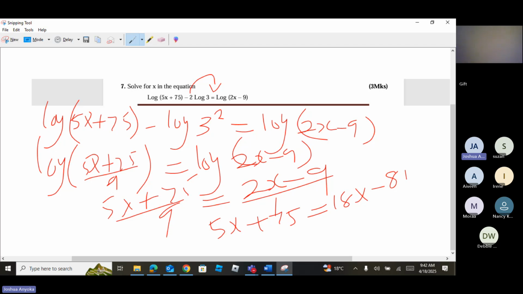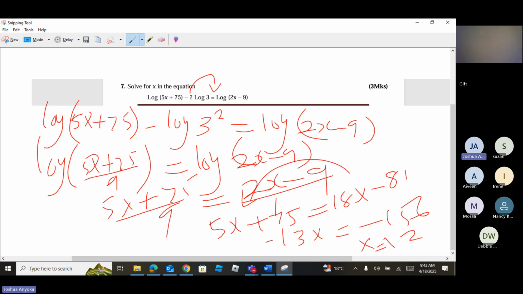This one to this side is minus 13x is equal to minus 81 minus 75, which is 156. 156 divided by 13 is 12. So the answer is 12. So that's what we do.